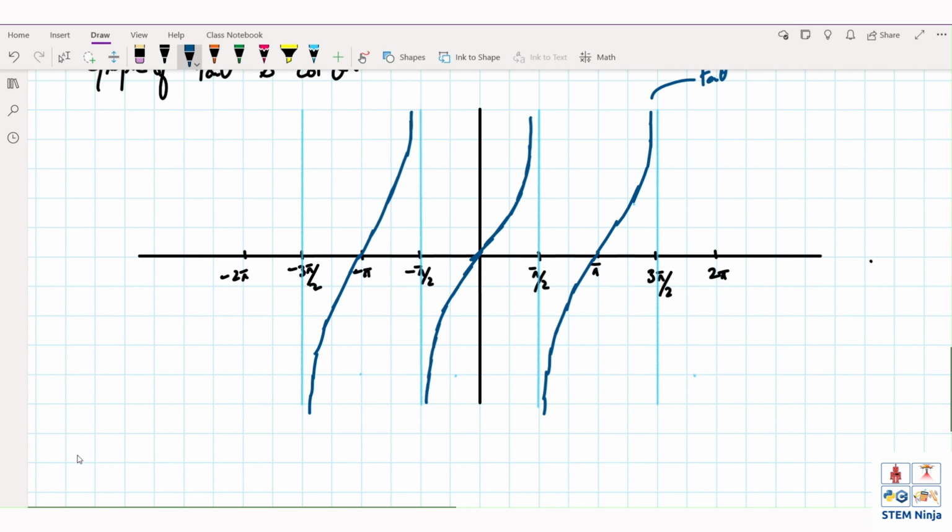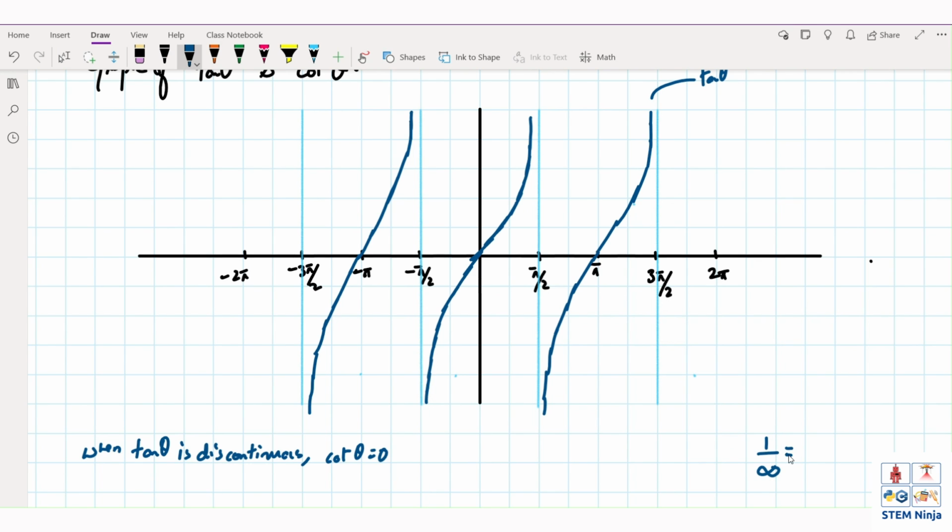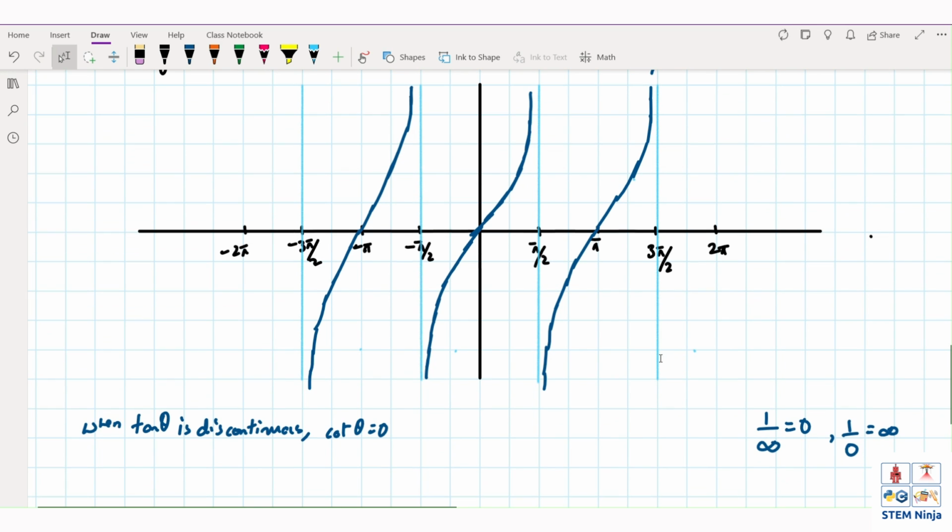So when tan theta does not exist, or is infinity, like is discontinuous, cot theta would be 0. It's sort of that old school method that we do: 1 over infinity is 0 and 1 over 0 is infinity. You might have studied that a little bit, although it's not equal to, we just say approaches to.